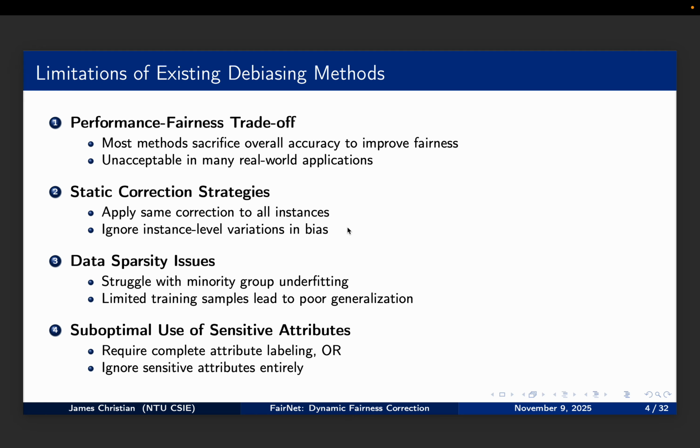Third, they have data sparsity issues. They struggle with minority group underfitting because limited training samples lead to poor generalization. Fourth, they have suboptimal use of sensitive attributes. They either require complete attribute labeling or ignore sensitive attributes entirely.